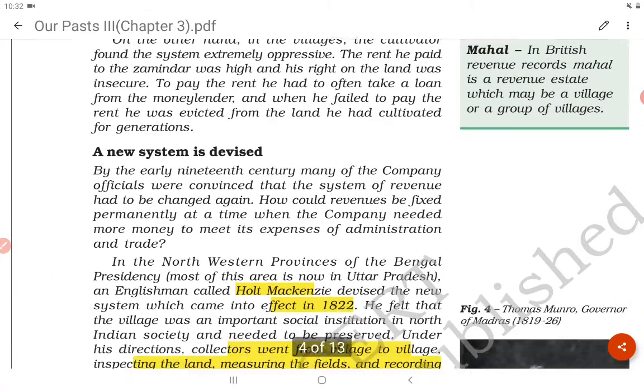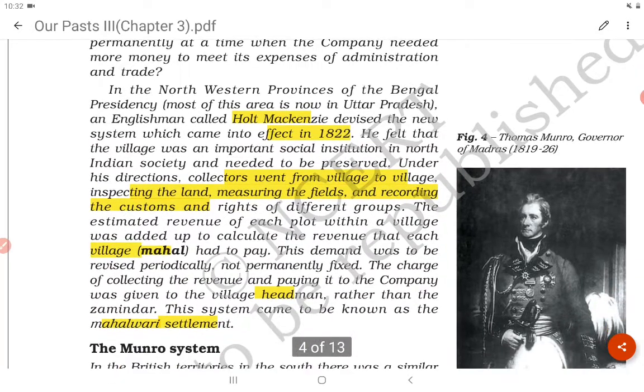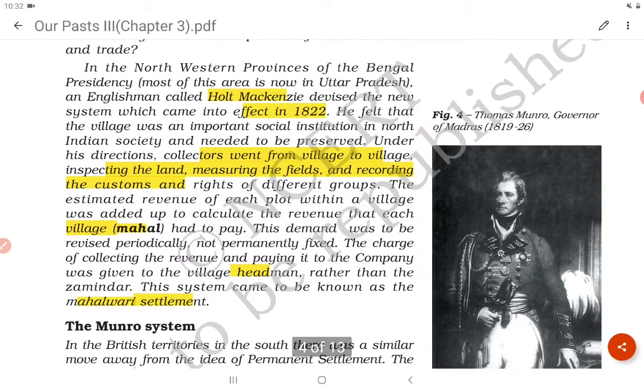And now let's see the next type of settlement, which we call the Mahalwari Settlement. So Holt Mackenzie devised the new system, which came into effect in 1822. He felt that the village was an important social institution in North Indian society and needed to be preserved.